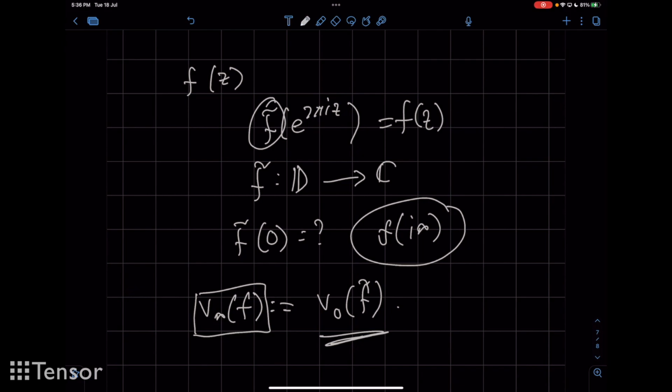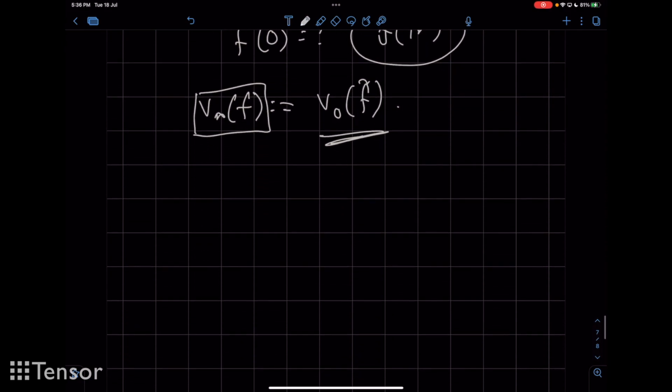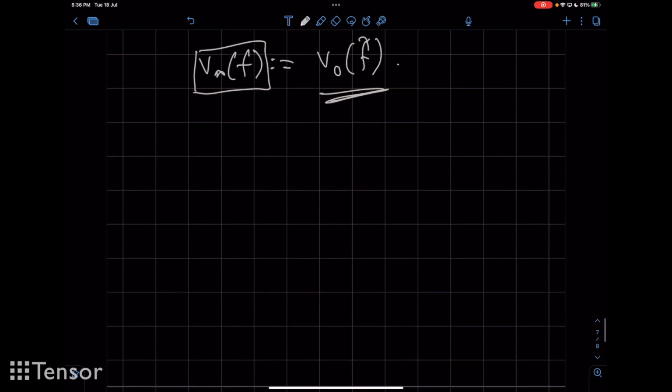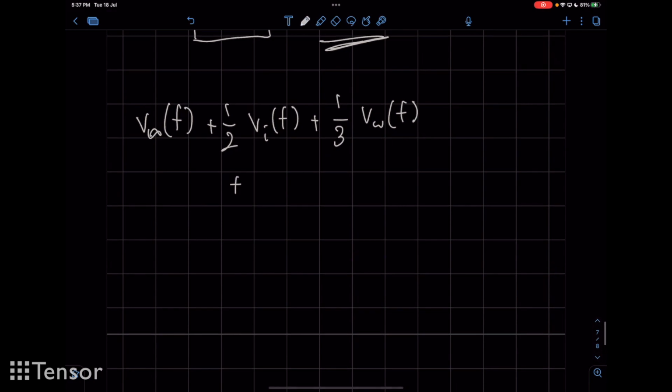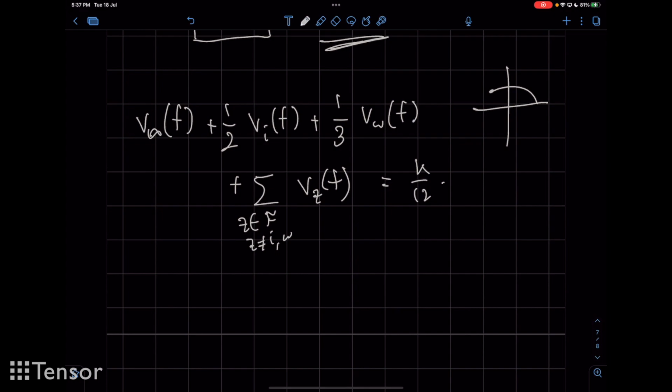All right. So let us write the valence formula again, then we'll get to prove it. V infinity of f plus half of v i of f plus 1/3 of v omega of f plus the sum of v z of f, where z is in the fundamental domain and z is neither i nor omega, is equal to k over 12. Here i is the square root of -1 and omega is the third root of unity.